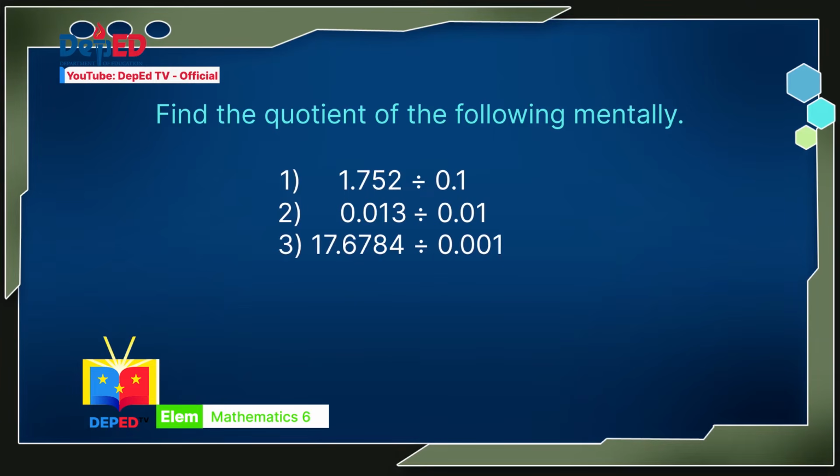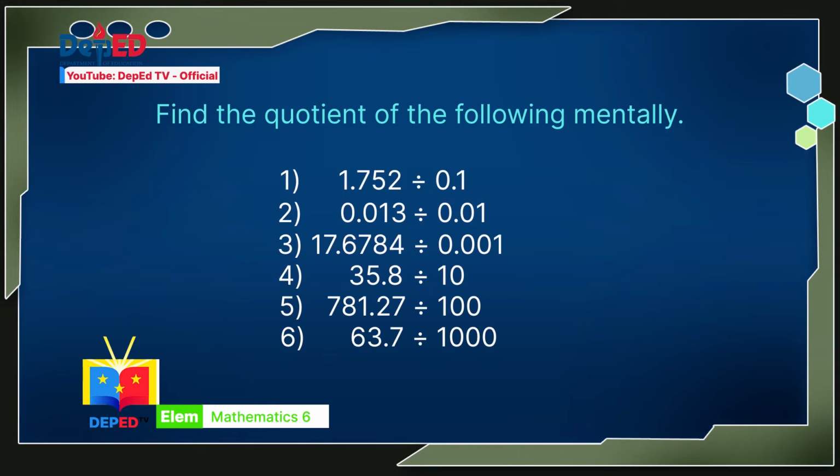Number 4. 35 and 8/10 divided by 10. Number 5. 781 and 27/100th divided by 100. Number 6. 63 and 7/10 divided by 1,000.